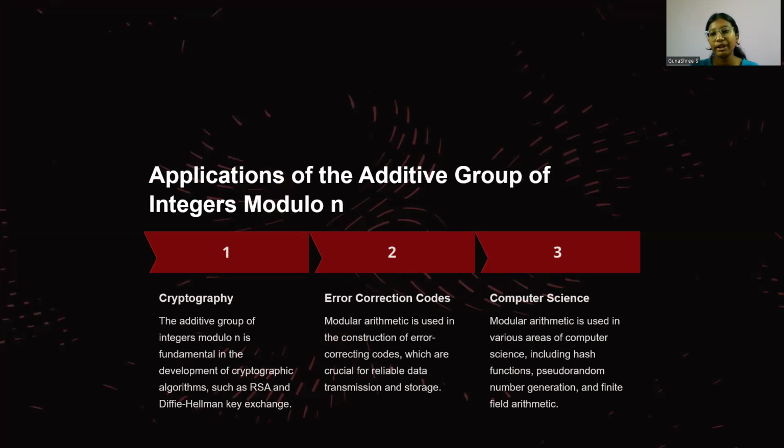Next, it is used in the field of algebra, where fundamental algebraic functions can be executed, and also in network topology, to study the connections, connectivity, and structure of a network. Next, it is used in coding theory, to construct and analyze error correcting codes. It is also used in number generation, to generate random numbers in a sequence. These were all the applications of the additive group of integers.